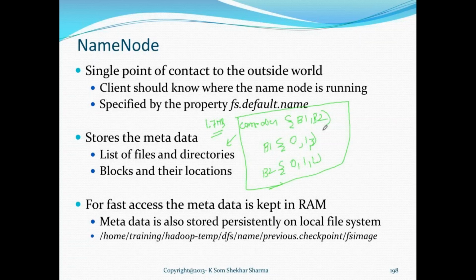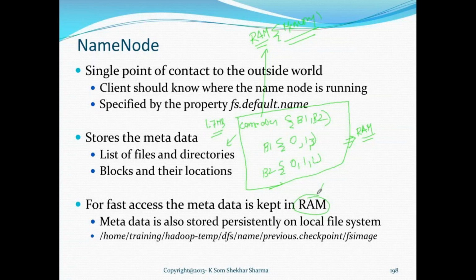So given a file, how many blocks it has been broken into, and which all data nodes are hosting these blocks, this metadata is kept in the RAM. Why does it need to be kept in the RAM, or I would say the JVM memory of the name node? Because anything in memory becomes very fast, it is easier to access quickly. And since this information is very critical and will be accessed very frequently, it makes sense to keep it in the JVM memory, or to make it simpler, RAM. So for faster access, this metadata is kept in RAM.